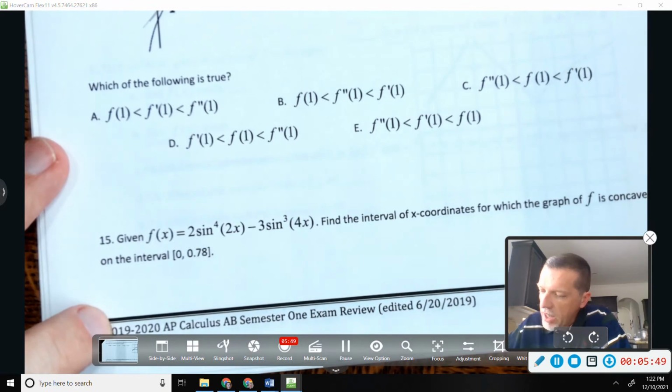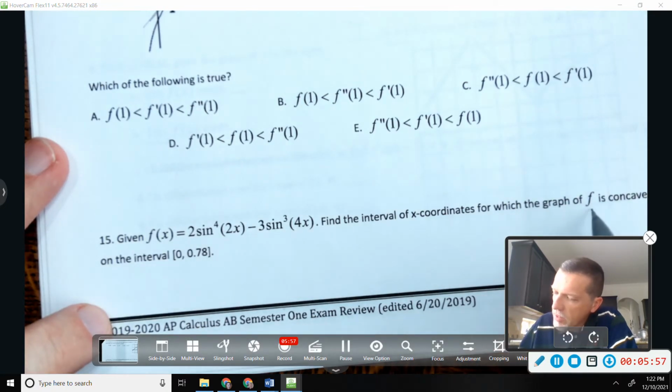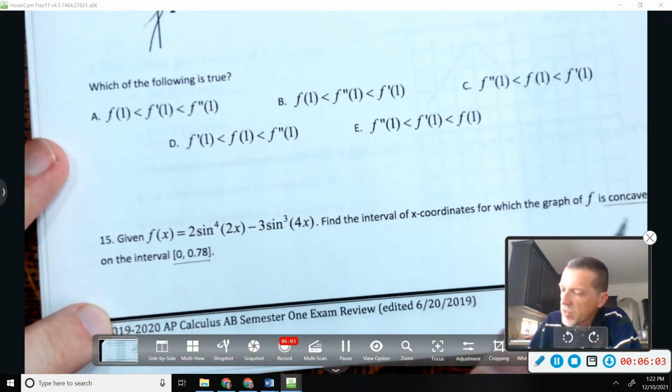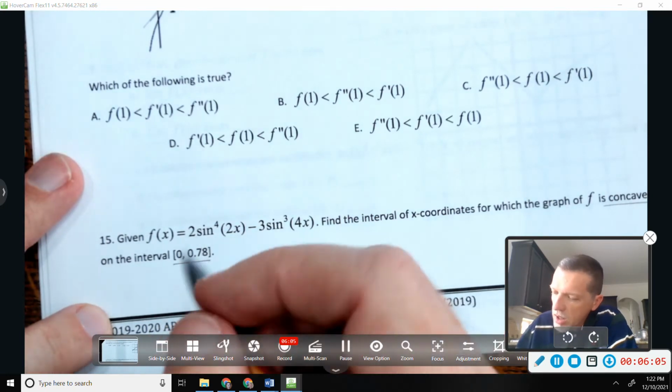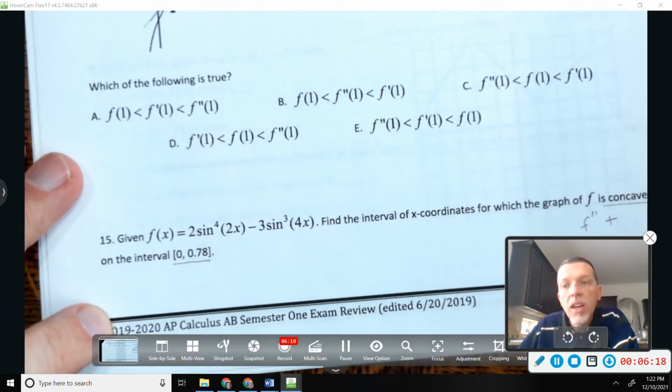Number 15. Given f of x equals that ugly thing, find the interval of x coordinates for which the graph of f is concave up on the interval 0 to 0.78. That seems a weird interval to go for. Let's see. Concave up means that f double prime is positive. We could also say that f prime is increasing.